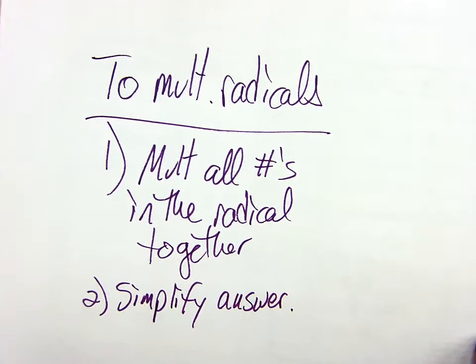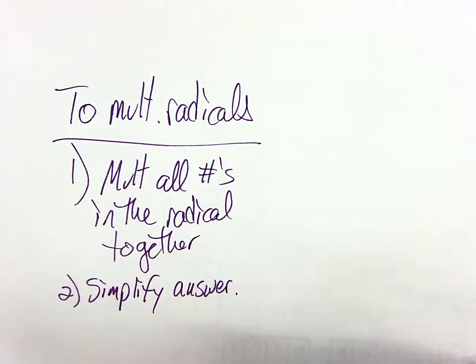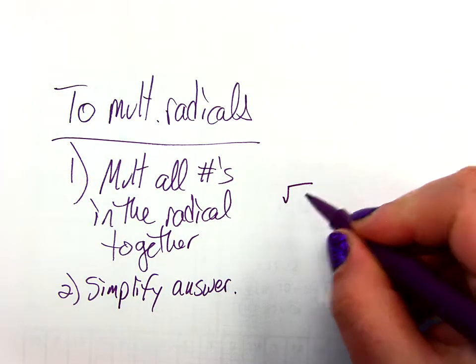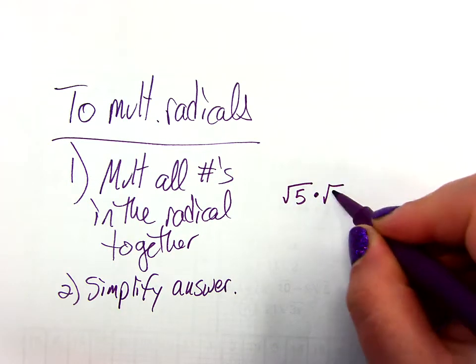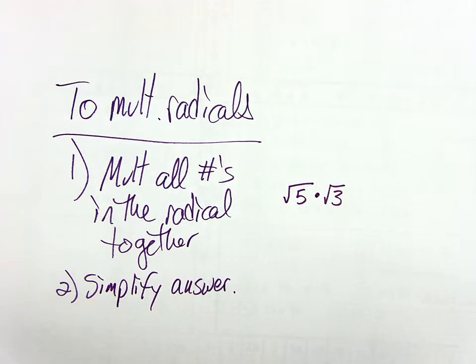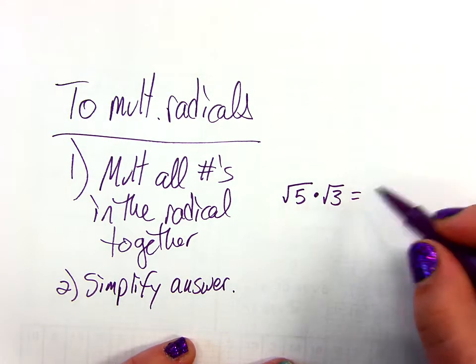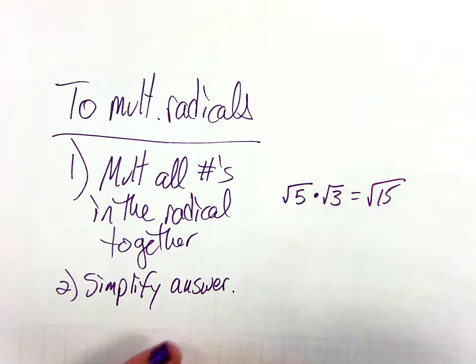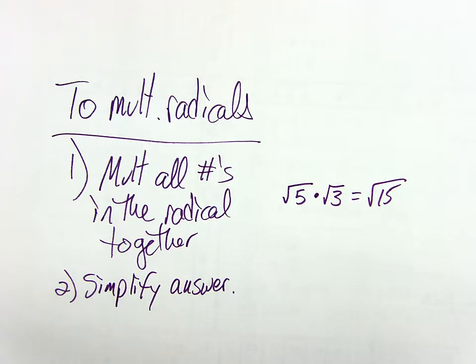Miss Savia, it can't be that easy. Oh, but it is. If I had something like the square root of 5 times the square root of 3, since they are both under a radical, I just multiply them together and I get the square root of 15. Then I ask myself, can I simplify the square root of 15? Are there any perfect squares that divide into 15? No, so I'm done.